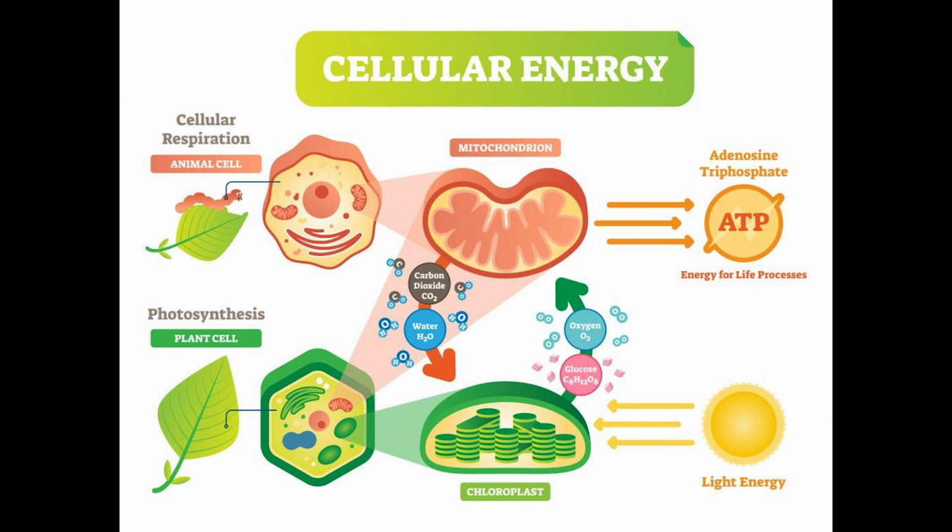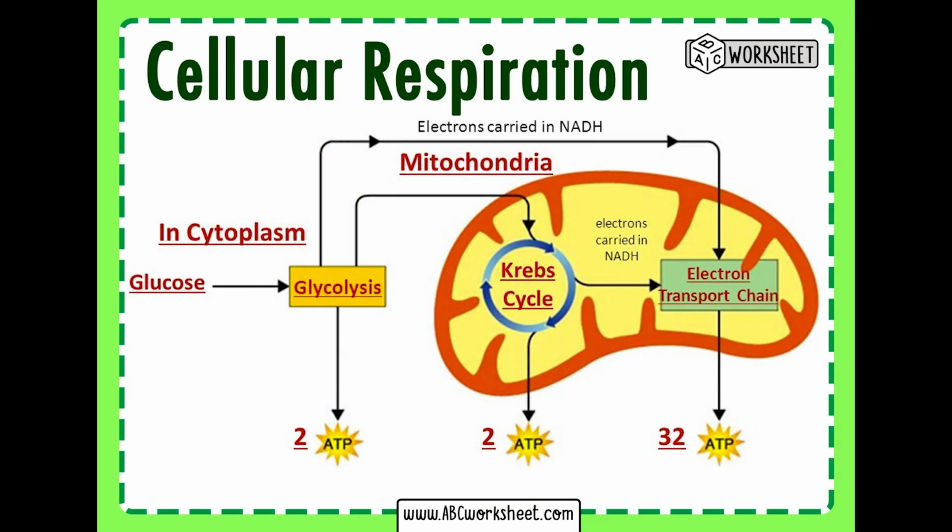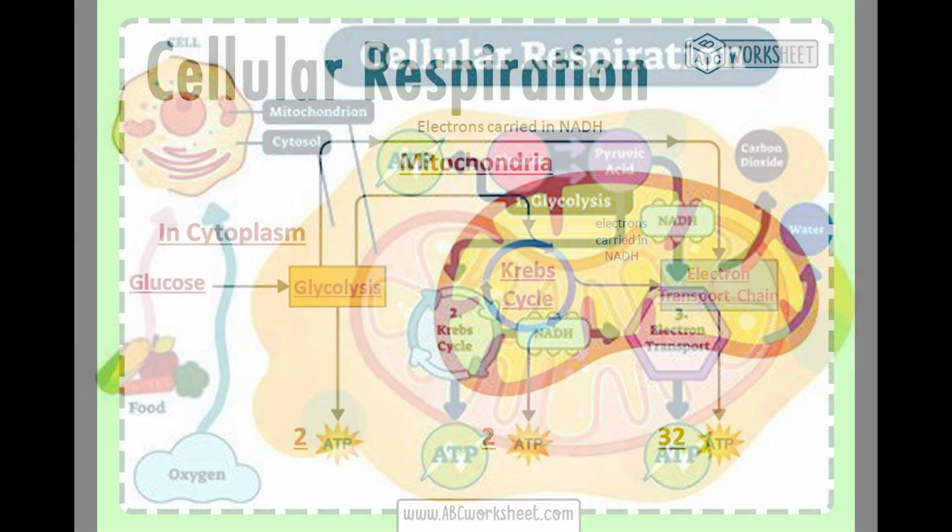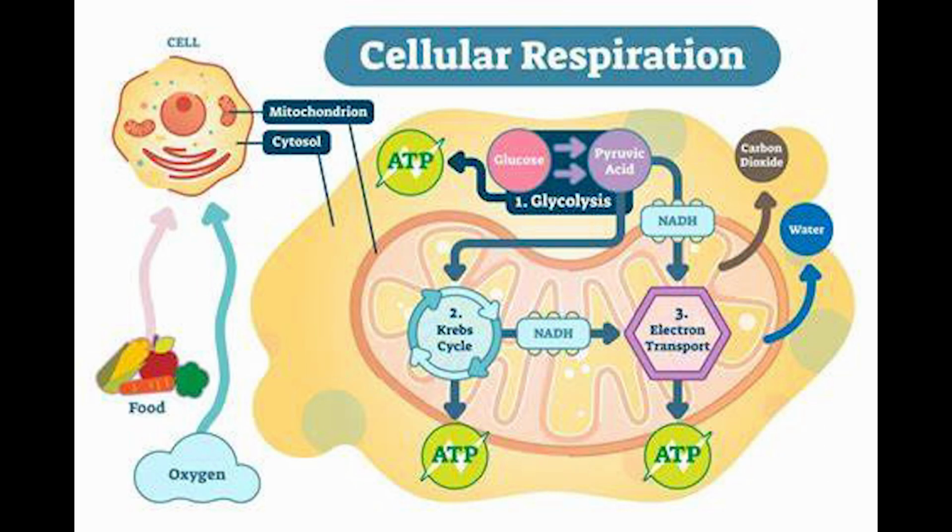The first stage of cellular respiration takes place in the cytoplasm of the cell. During glycolysis, one molecule of glucose, a 6-carbon sugar, is broken down into 2 molecules of pyruvate, a 3-carbon compound. This process yields a small amount of ATP and electron carriers in the form of NADH. Glycolysis does not require oxygen and can occur under both aerobic and anaerobic conditions.